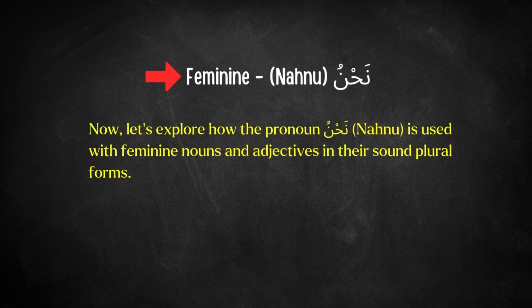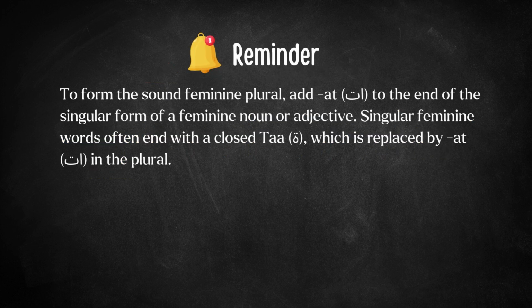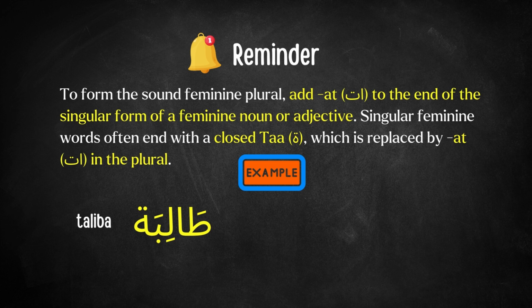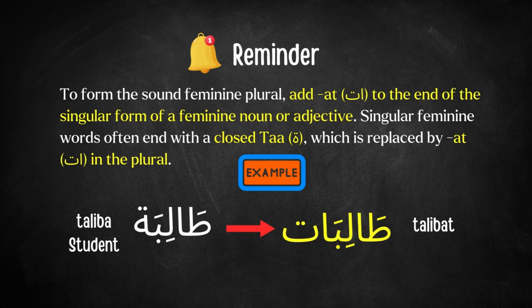Now let's explore how the pronoun نحن is used with feminine nouns and adjectives in their sound plural forms. Please remember, to form the sound feminine plural, add alif ta to the end of the singular form of a feminine noun or adjective. Singular feminine words often end with a closed ta, which is replaced by alif ta in the plural. For example, a singular word like طالبة, meaning student, becomes طالبات, meaning students.